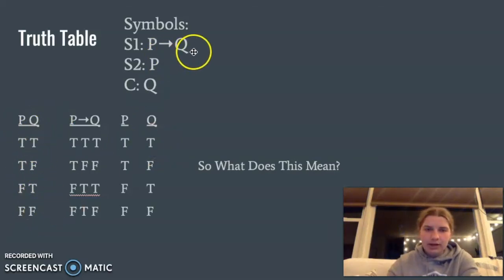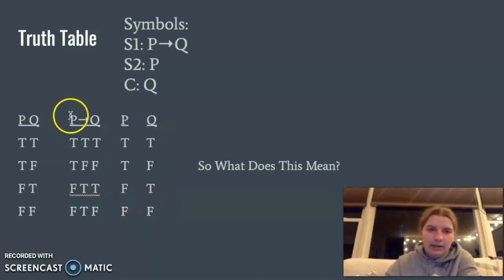Then we can write what S1 is. S1 is a conditional, so that's going to be P, the arrow, and then Q. And for S2, we write down P, and for the conclusion, we write down Q. Once we have that, we can fill out all of the truth values. Usually I just do the simple task of filling in the truth values of P and Q first, because it makes it easier for me to understand what I need to do at the end.